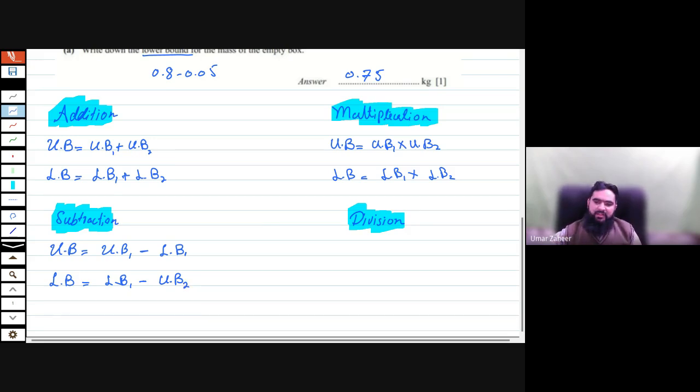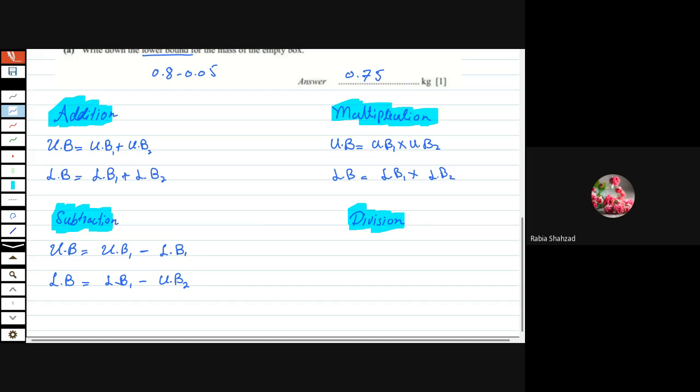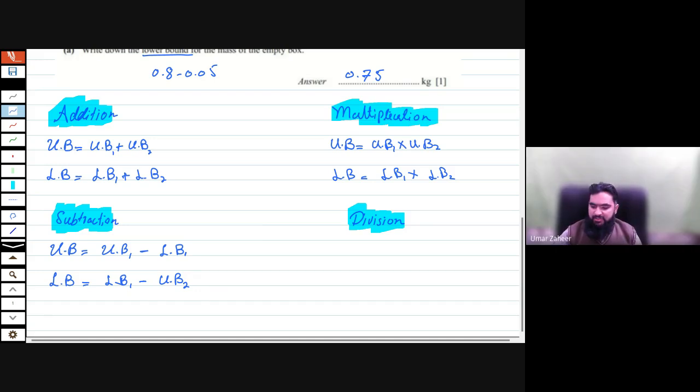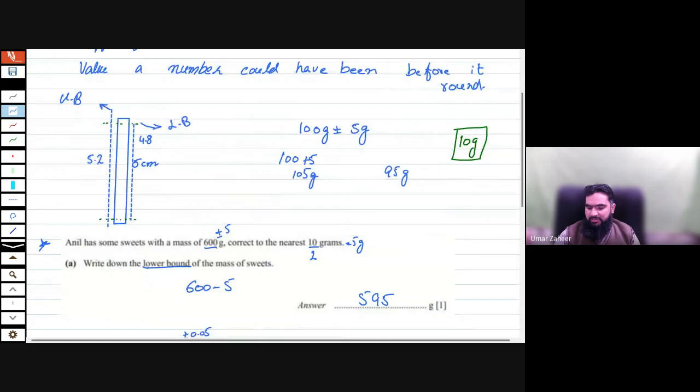Sir, what is the first one for subtraction, the upper bound? Yes. For subtraction, we find the upper bound of the value. For example, look here. I take a rod here, and I will take another rod. I am going to ask you about the difference between the lengths.